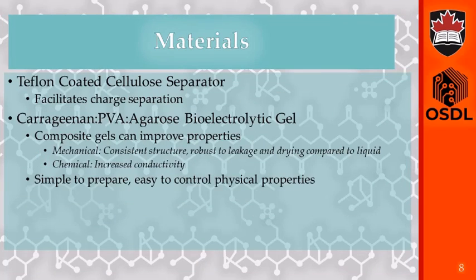Our separator is coated with Teflon to both increase the hydrophobicity and prevent leakage of water across the membrane. Our bioelectrolyte is a composite gel. The gel has a more consistent structure and is robust to leakage and drying when compared to a bioelectrolyte liquid. It also has the added benefit of being a composite material, which has increased conductivity. The carrageenan is the bioelectrolyte, with PVA improving the environmental stability and agarose providing mechanical strength. These materials are simple to prepare and have predictable physical properties.